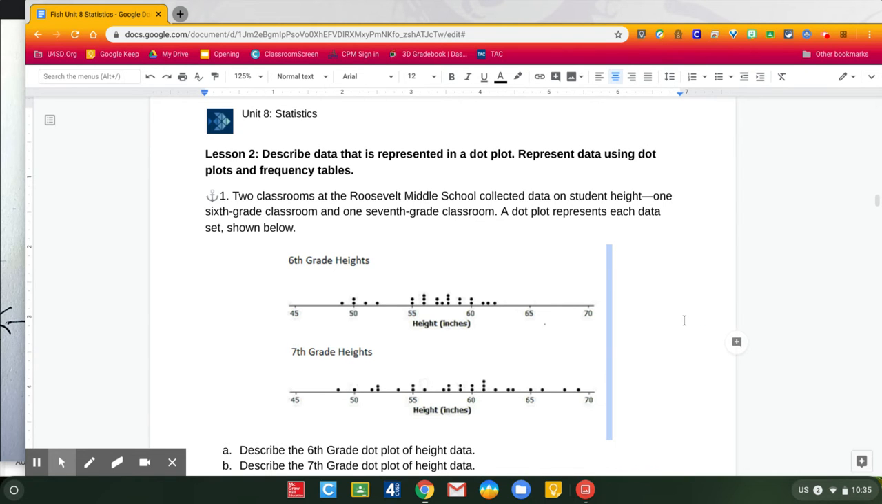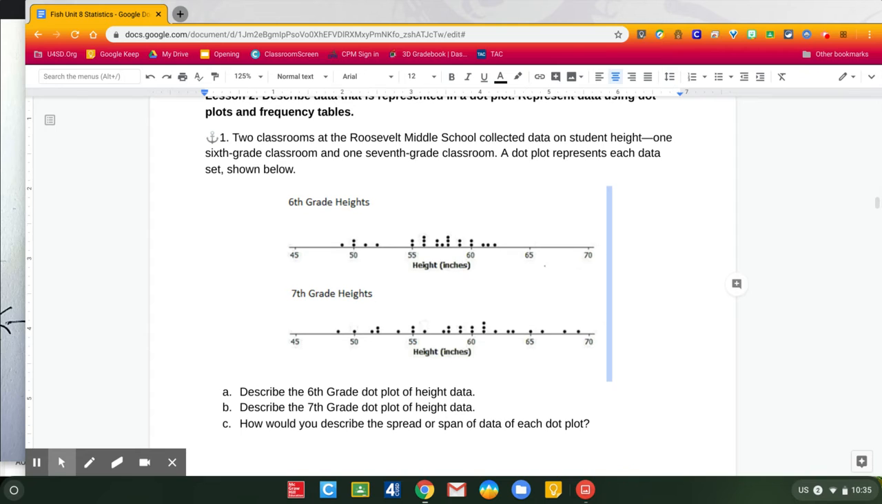Here we have a couple of dot plots that are used to describe student height, both in 6th grade and in 7th grade. And I noticed that in 6th grade, there seemed to be some dots clustered around 50 inches and some dots clustered between 55 and 60 inches. In the 7th grade, I noticed that it's more spread out, so that there are some students that are almost up to 70 inches. 72 inches is 6 feet, so that's a pretty tall student.